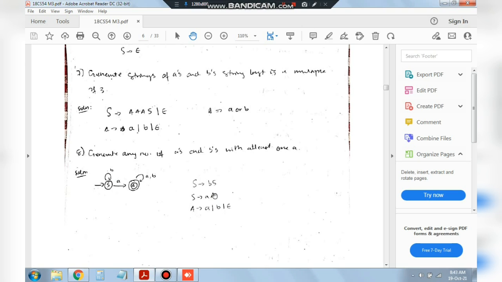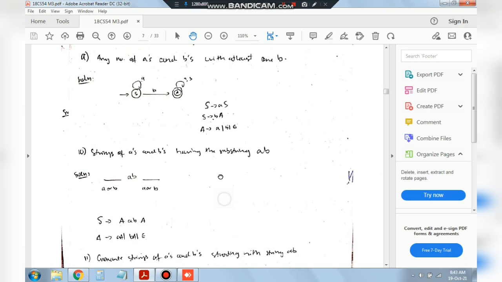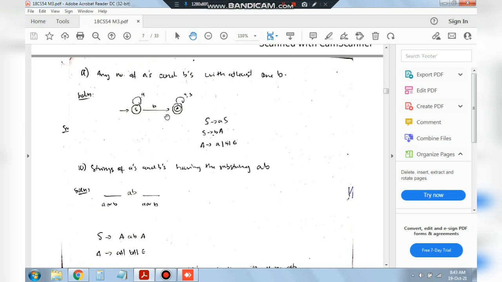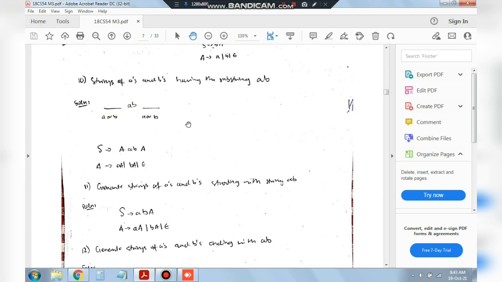So these are three things which I have to write here. And the next one is any number of A's and B's with at least one B. The same thing as we have written here, at least one A, and here we have at least one B. Okay, so that's the only difference. And here we have the strings of A's and B's with the substring AB.